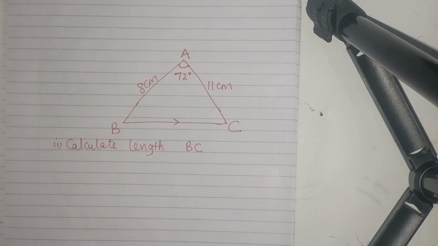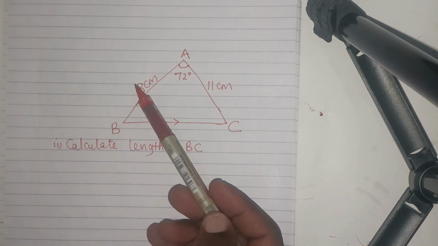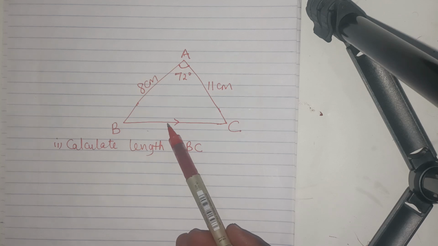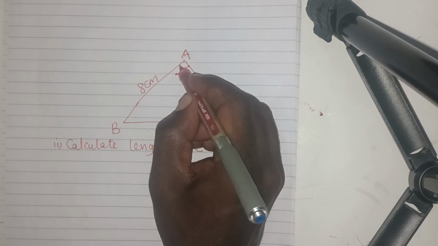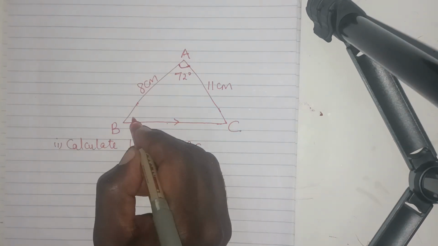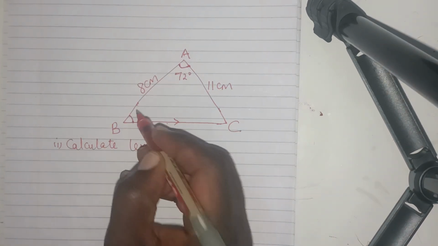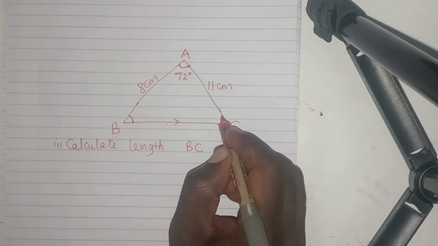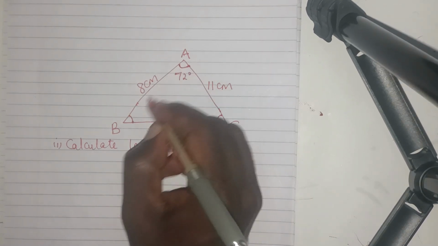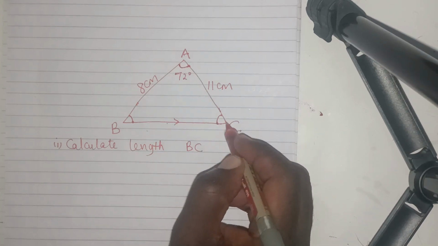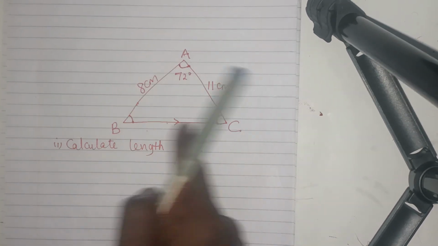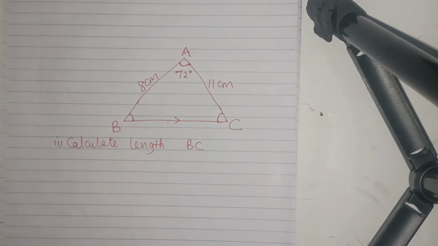Most likely, this is a scalene triangle where obviously all sides are not going to be equal, and of course all angles are not going to be equal. So the angle at point A is going to be different from the angle at point B, which will obviously be different from the angle at point C. Length AB is 8 centimeters, length AC is 11 centimeters, and it shall be a different value for the length BC.